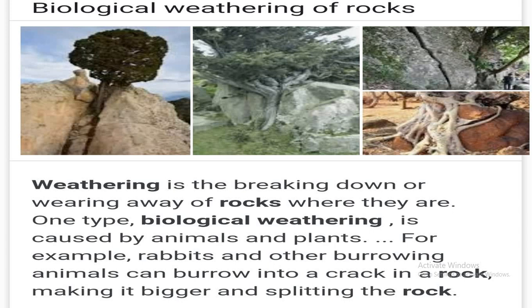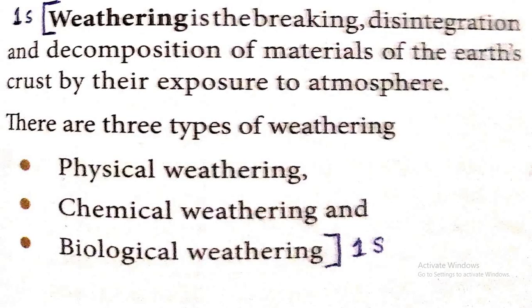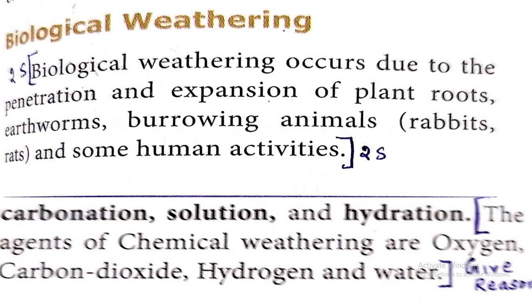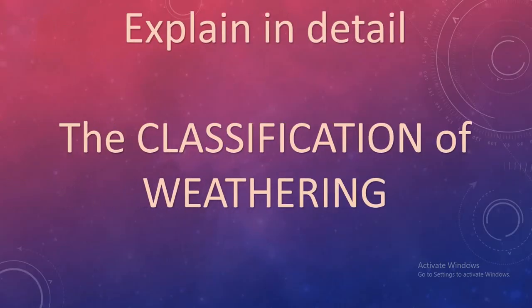Okay children, we end today's session with the homework. The very first is a short answer: what do you mean by weathering, with the types? The second one, biological weathering. And the third one, you have to give reasons. And the fourth one is your detailed answer: explain in detail the classification of weathering. You can look into the slides and write according to the points, and the detailed answer will be divided into subheadings with the points.